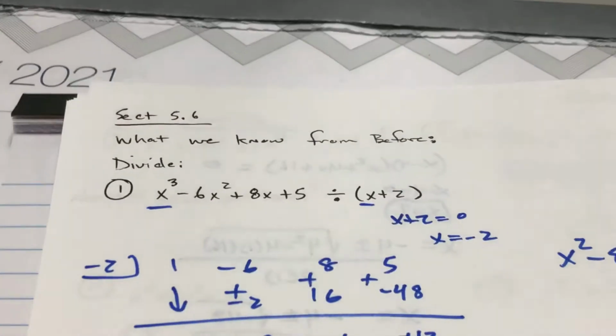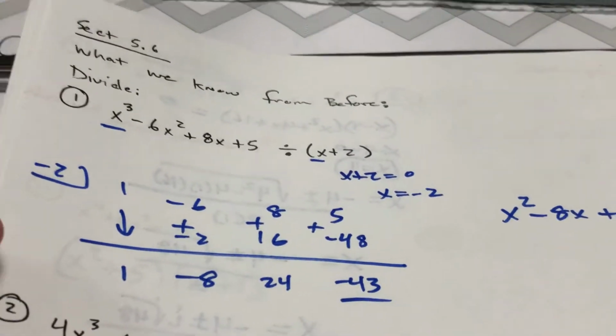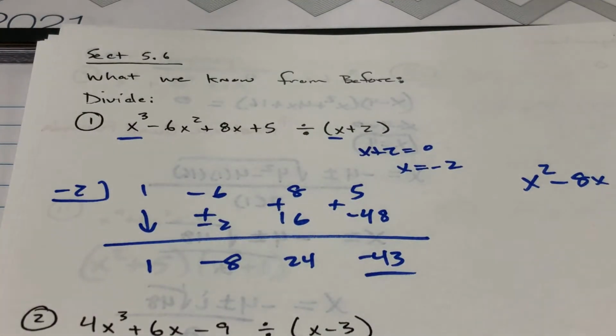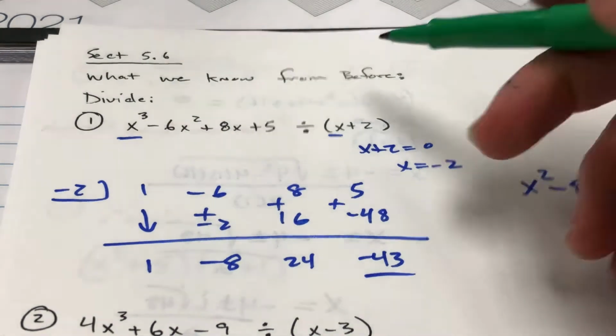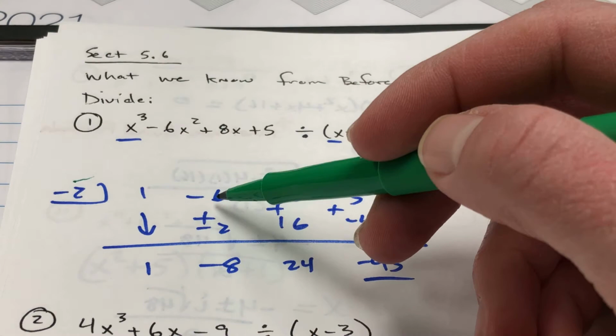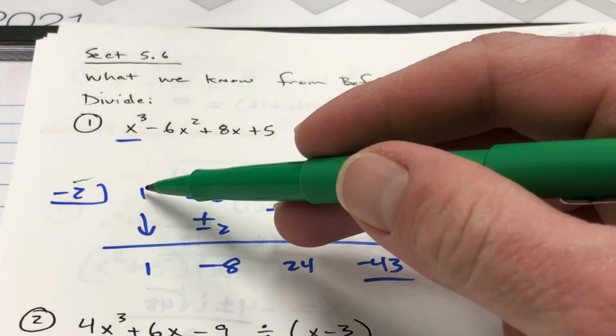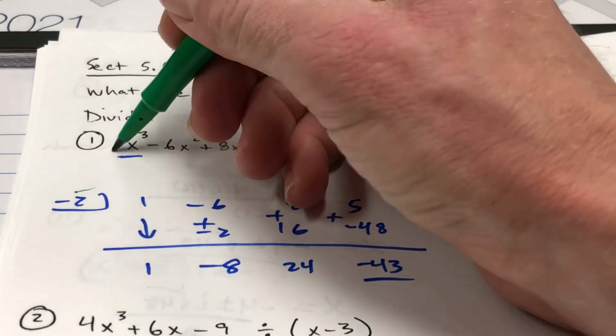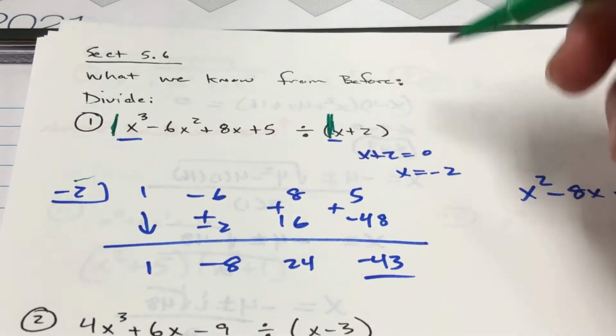All right, so starting section 5-6, what we know from before. Use synthetic division there. Take what you're dividing by, set it equal to 0. That goes in the cubby. 1x to the third, negative 6x squared, 8x, 5. Bring down the number because a 1x to the third divided by a 1x is 1.